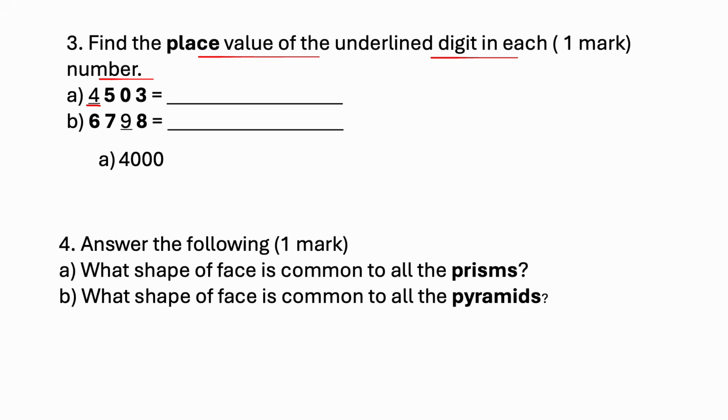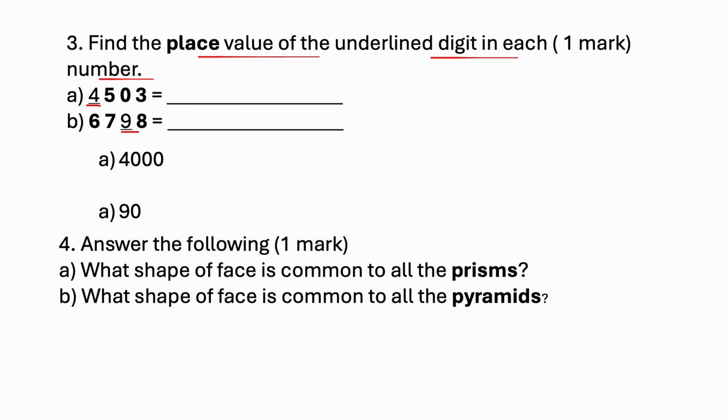Next number, 6798. Here the underlined digit is 9. 9 is in which position? Tens place. So place value of 9 is 9 into 10, that is 90.